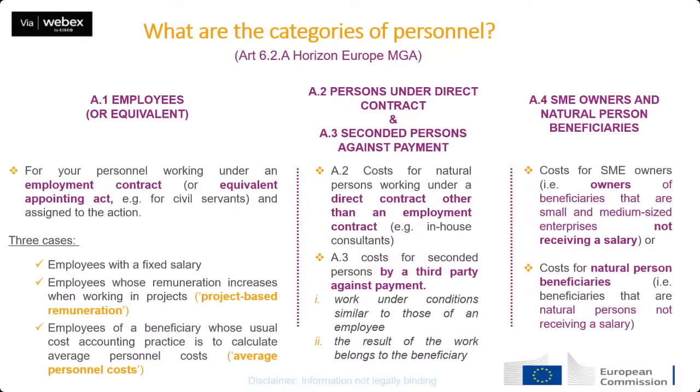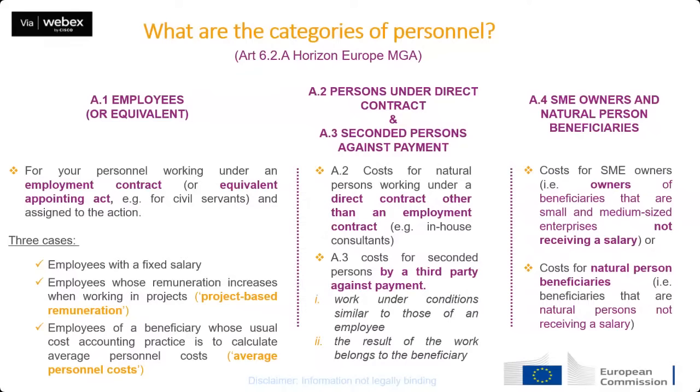Secondly, we have the cost for natural persons which are working under a direct contract, which is not an employment contract. So it's another type of contract. Normally, it's the situation of in-house consultants. And we also have cost for seconded persons by a third party against payment. So this is typically a secondment where the beneficiary signs a secondment agreement with a third party, and then the person can work in the project.